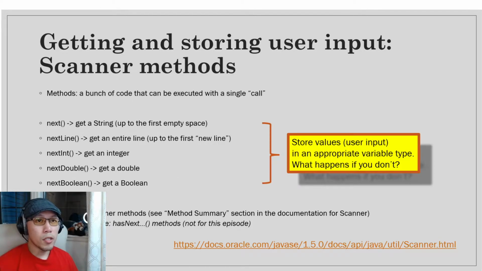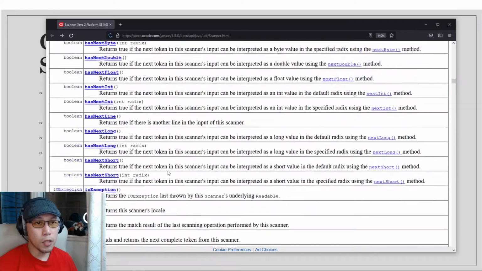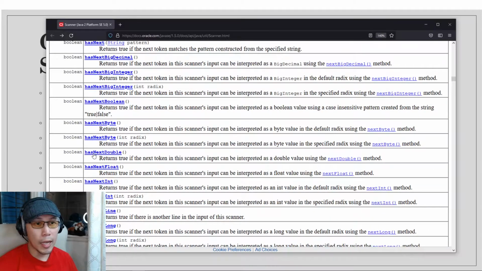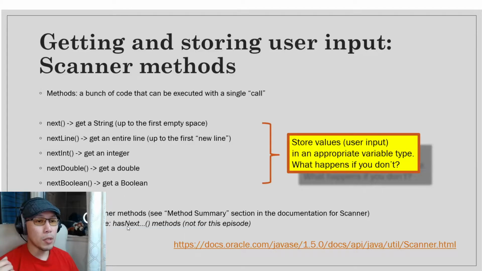Now, there's also additional methods that start with has next, etc. And if we were to look over here, let's say has next double, returns true if the next token in the scanner input can be interpreted as a double value using the next double method. Basically, it allows you to check if the user is giving something that can be used with the next double method. Essentially, that's what it is. Now, I highly recommend that you experiment with it. That said, for this particular episode, I will not be going over the has next methods.